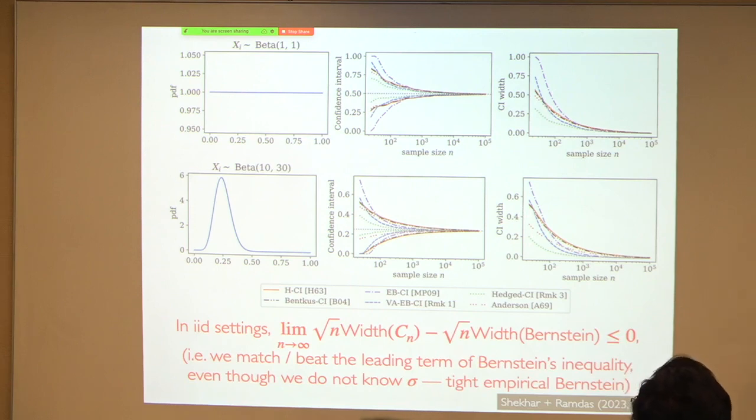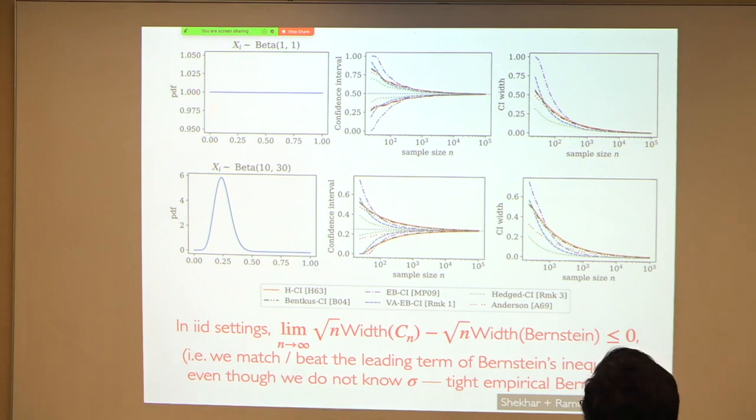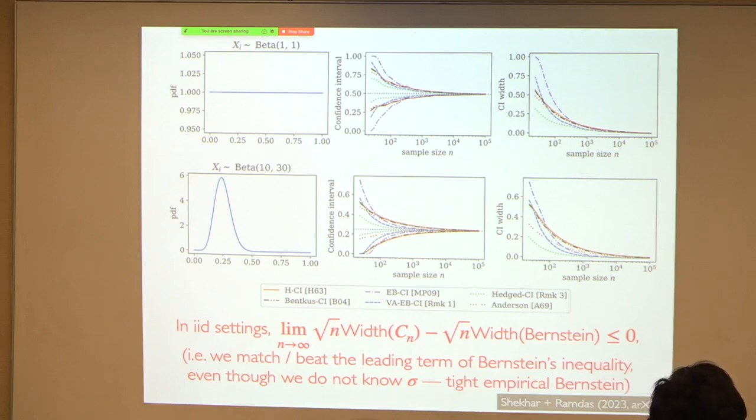So what can we actually prove? We can prove, for example, something related to Bernstein's inequality. Suppose I gave you the true variance, well, I can form a Chernoff-style confidence interval using Bernstein's inequality instead of Hoeffding's inequality, and we can show that this scales as 1 over root n. We can show that our confidence set is basically going to be tighter than Bernstein in the limit. So essentially we match or beat the leading term of Bernstein's inequality, even though we don't know sigma. We don't have the information of this variance. So you should think about this as being a tight empirical Bernstein essentially.